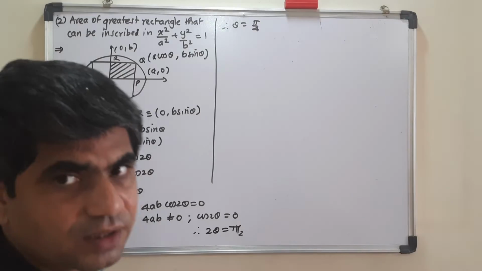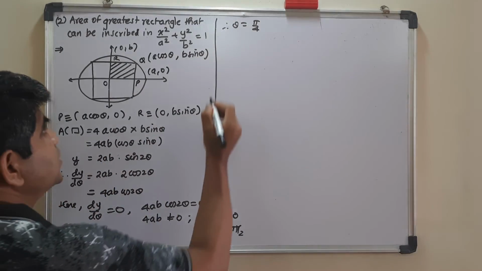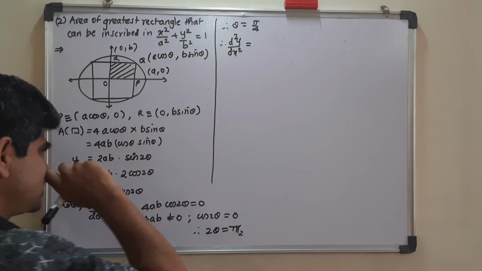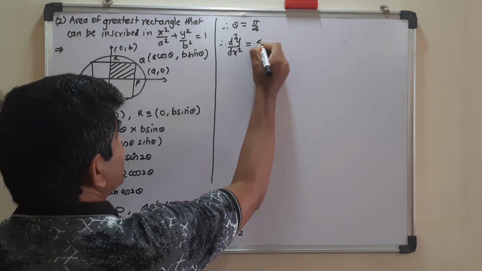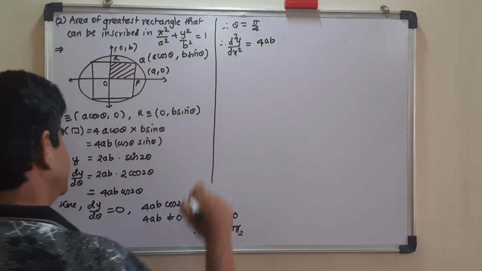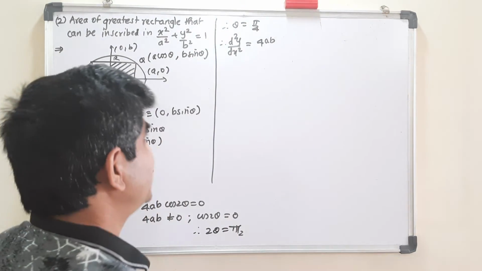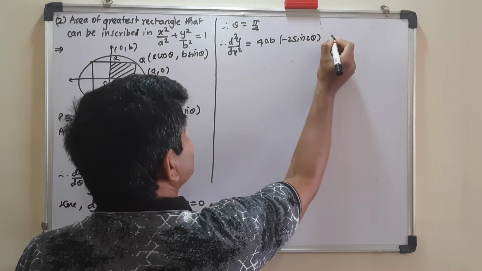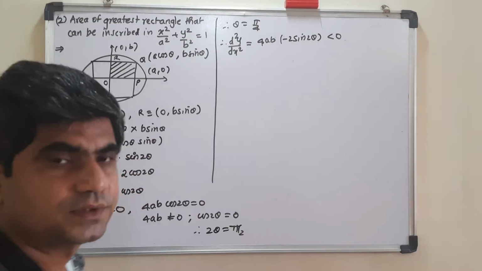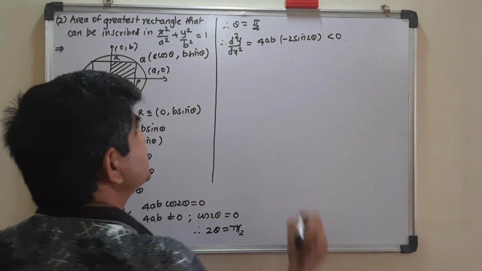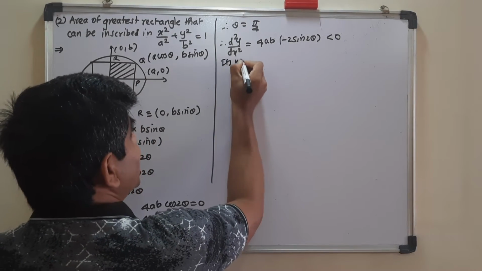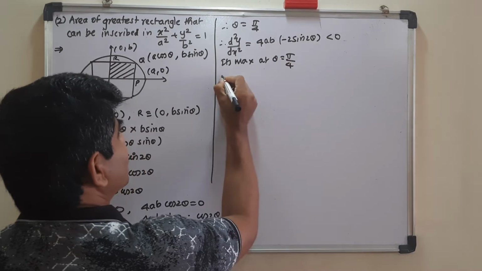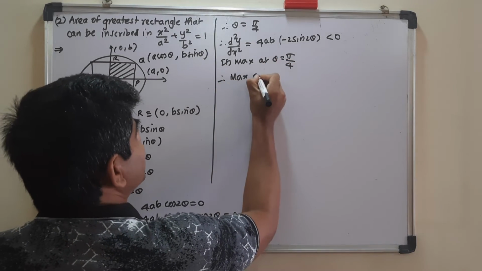So I need to check for a minimum or maximum over here. So therefore I will take my second derivative, here it is 4ab, no issue, and cos 2 theta derivative is minus 2 sin 2 theta, which is obviously negative. So therefore it's maximum. So I can say it's max at theta is equal to pi by 4.